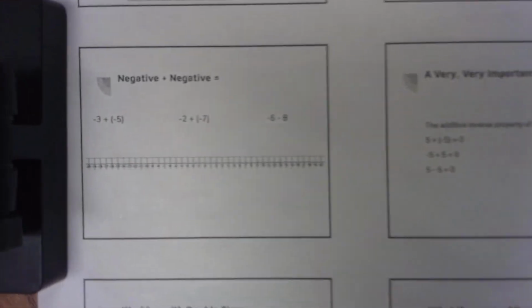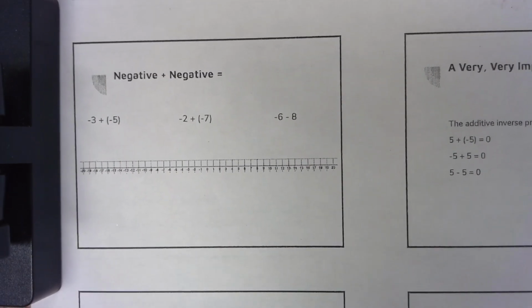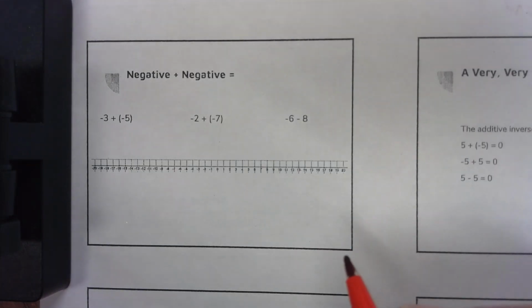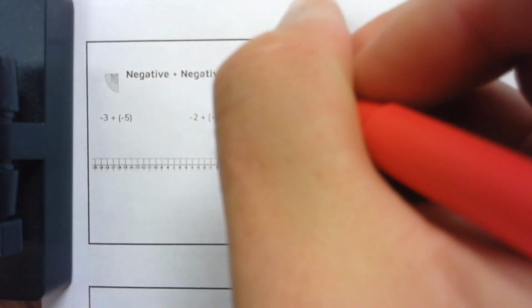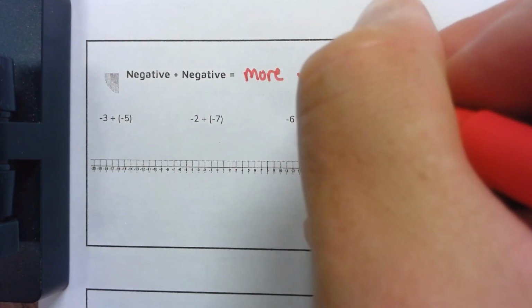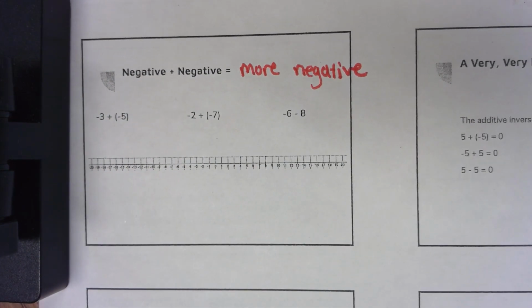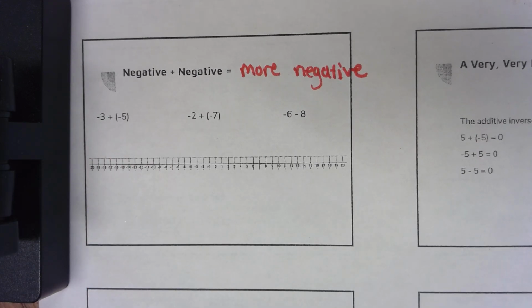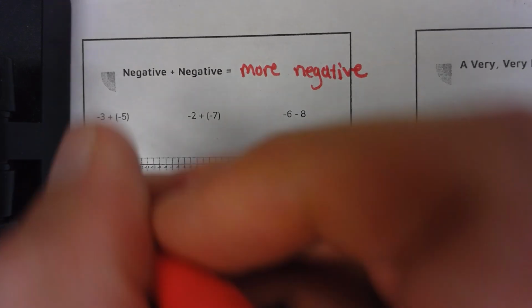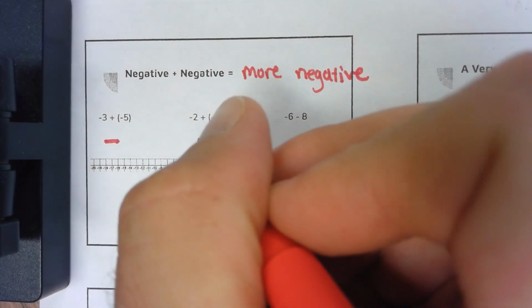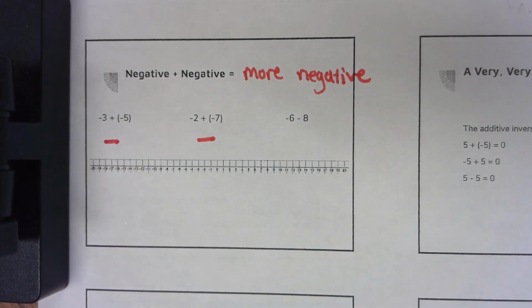All right, negative plus negative. It's going to stay negative. So let's say when we have a negative plus negative, it becomes more negative. Meaning the number's going to grow, but it grows in a negative, right? Negative 3 plus negative 5, that's negative 8. It's a bigger negative number. So it stays as negative. Negative 2 plus negative 7, it's negative 9, that's more negative.